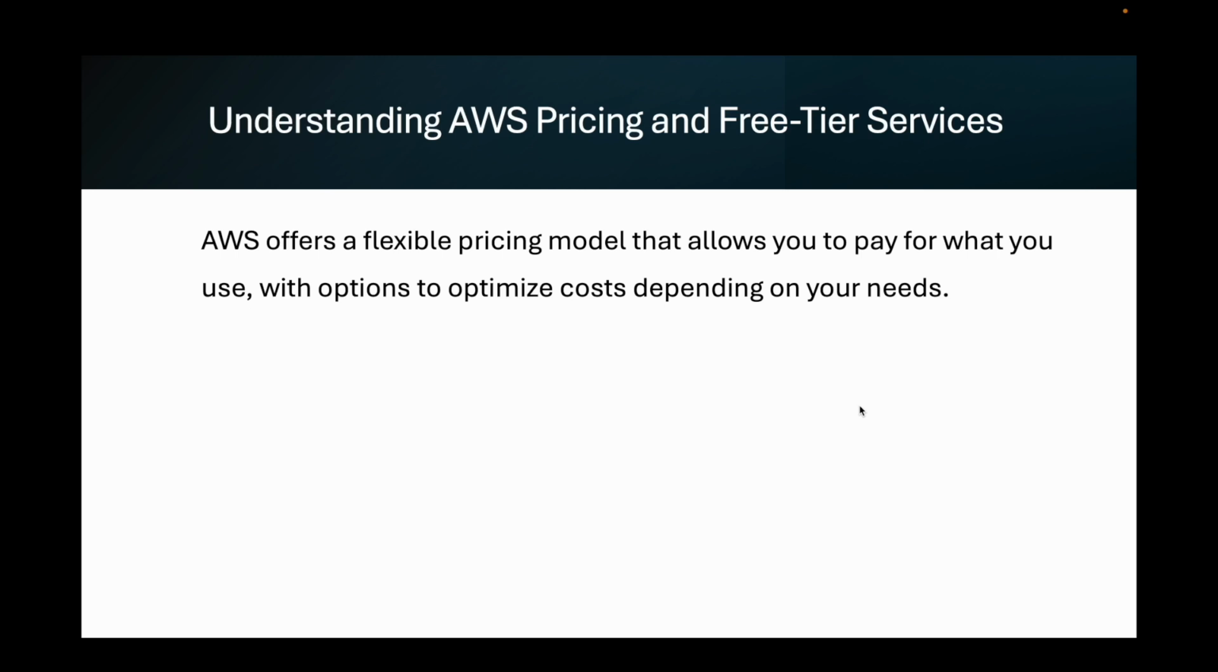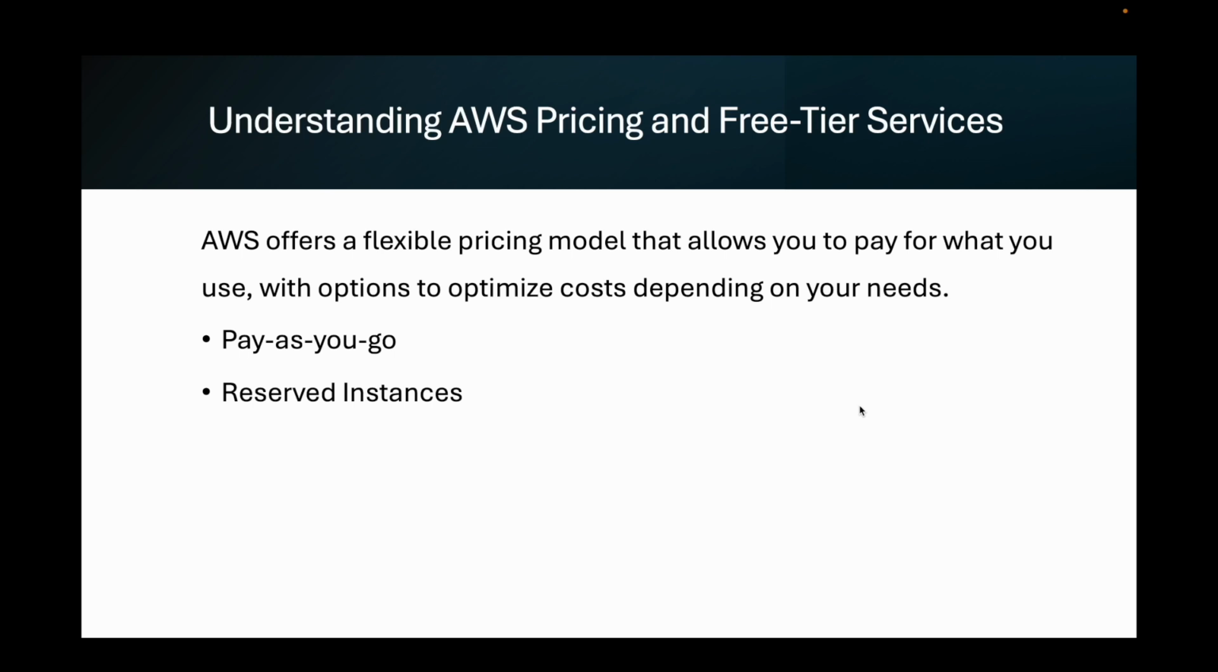AWS offers a flexible pricing model that allows you to pay for what you use, with options to optimize costs depending on your needs. Here's a breakdown of the key pricing models and how to take advantage of the free tier services. In the AWS pricing models, we have first one, which is pay as you go. This is the most common pricing model, where you pay for the compute, storage, or other services based on actual usage. There is no upfront cost or long-term contract. You are billed based on hourly or per second rates for certain services like EC2.